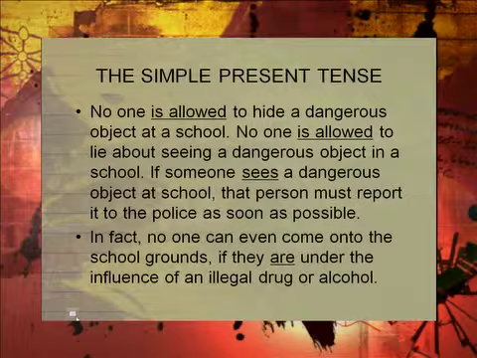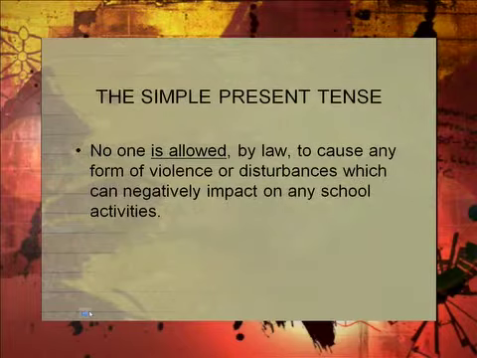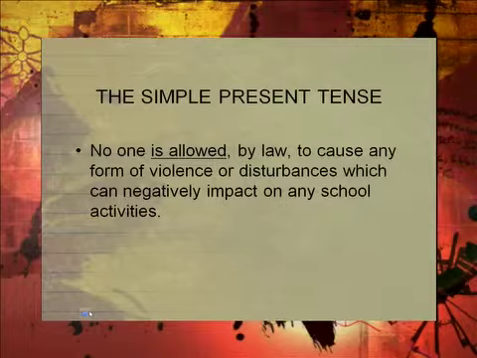Look at the next sentence. In fact, no one can even come onto the school grounds if they are under the influence of an illegal drug or alcohol. And again, that verb is in the simple present tense. And another sentence, no one is allowed by law to cause any form of violence or disturbances which can negatively impact on any school activities. Once again, the verb is in the simple present tense.